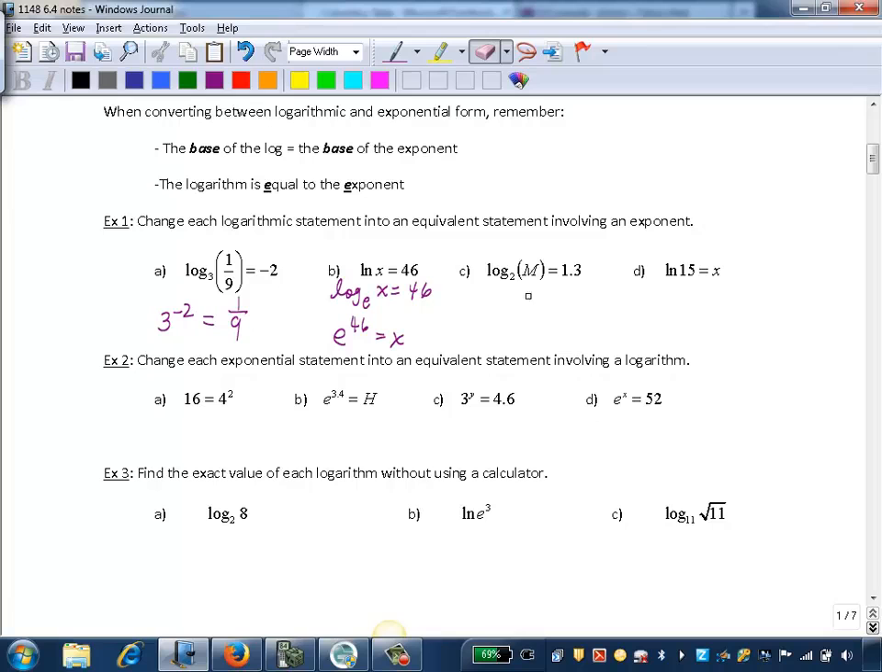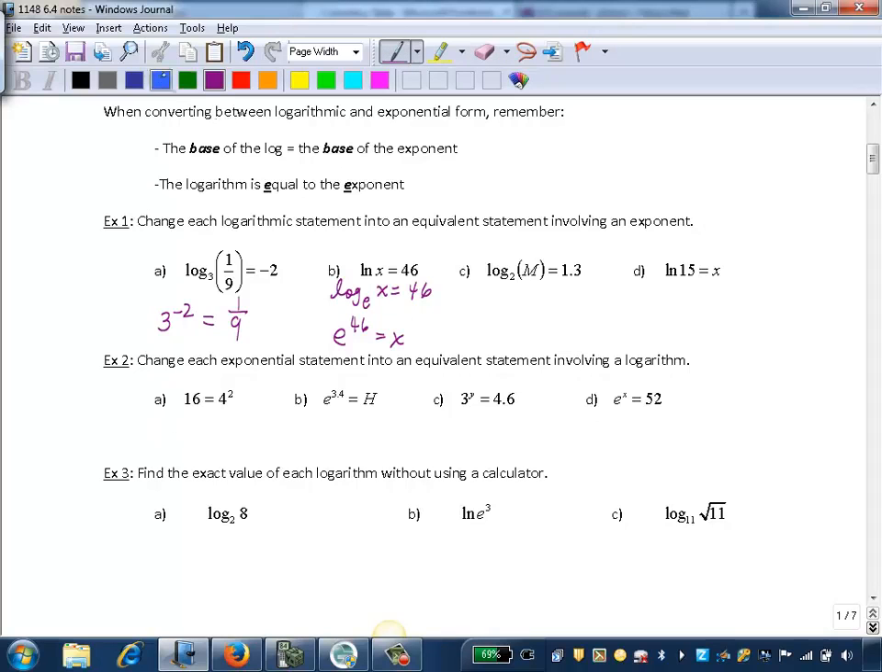So I'd like you to try on your own part C and D. And I'm going to jump to example 2 now. So here we want to change each exponential statement into an equivalent statement involving a logarithm. So now we're going from exponential back to logarithmic form. So again, remember the same things up here. Base of the log is equal to the base of the exponent, and the logarithm is going to equal the exponent.